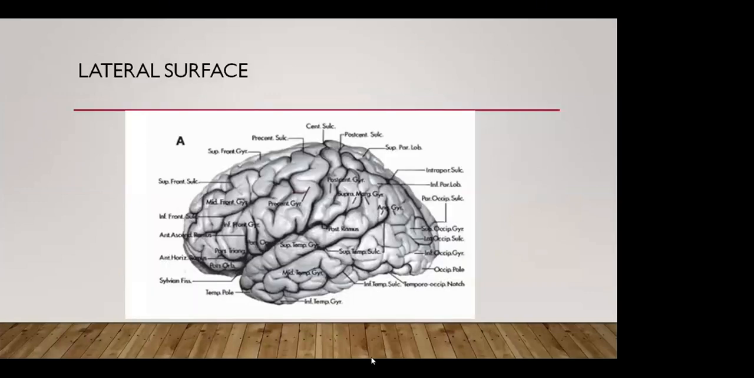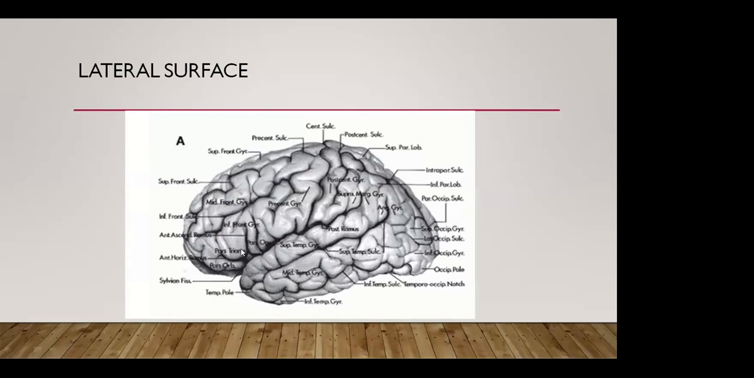So we were talking about the lateral surface of the frontal lobe. The primary three structures that we appreciate on the lateral surface include the superior frontal gyrus and the middle frontal gyrus, separated by a superior frontal sulcus. Then we have the inferior frontal gyrus. The middle and inferior frontal gyri are separated by an inferior frontal sulcus. So on the lateral aspect of the frontal lobe we have primarily two sulci and three primary gyri, which are the superior, middle, and inferior.